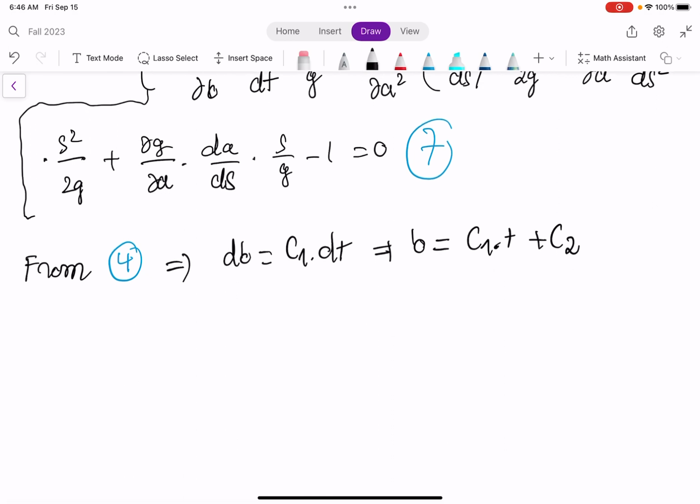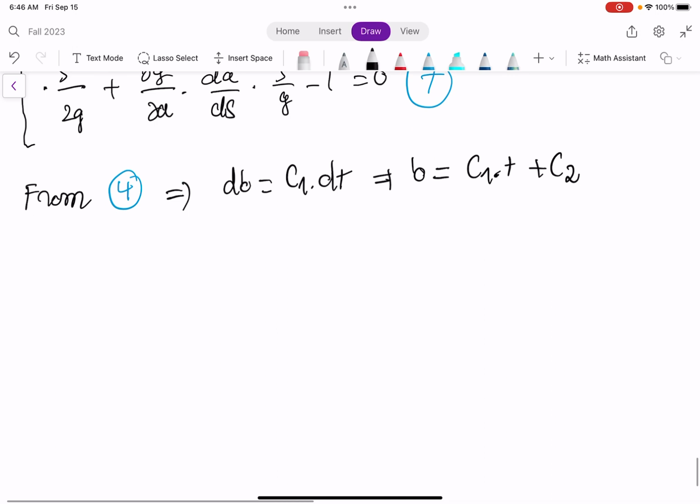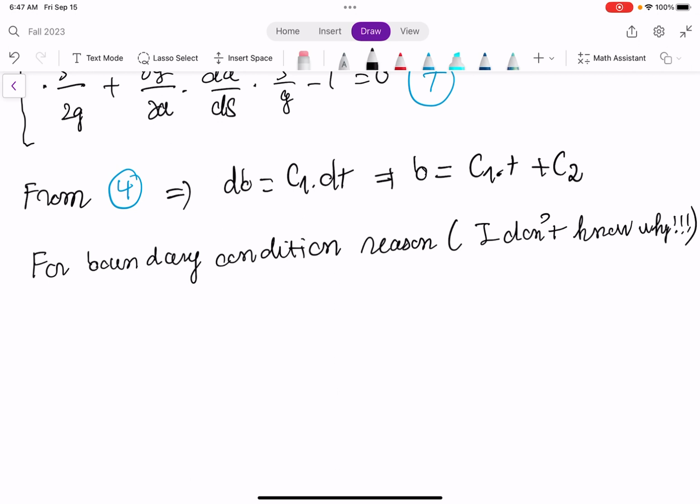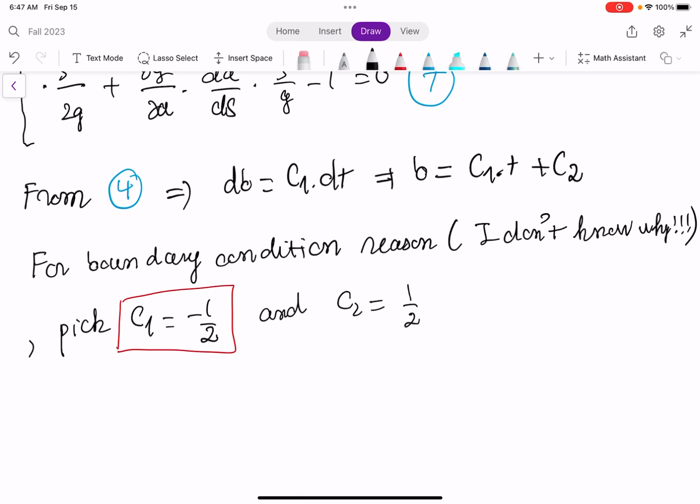This is where I'm confused, but maybe later when you study the problems, we can find a better explanation. I looked up Wikipedia and they have the boundary conditions. In other words, they have an answer for C2 and C1, but I really don't want to understand why right now. So I'm going to write: boundary condition, reason, I don't know why. They pick C1 equal to negative 1/2 and C2 equal to 1/2 T. Big T, I think, is the temperature, or a constant temperature or something.